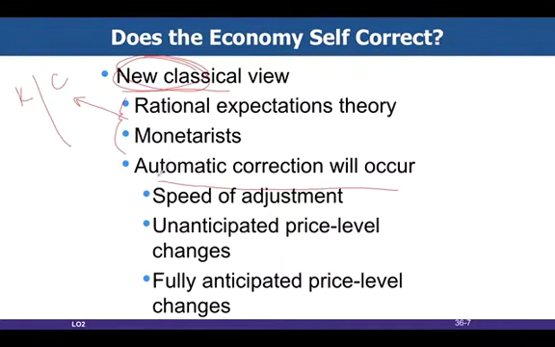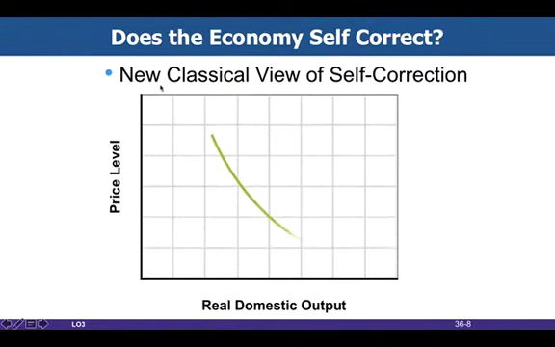Monetarist we already saw. The idea is, what's going to make the adjustment happen? Is it going to be fast or slow? Are there going to be price level changes? And then, do we anticipate any of those changes? That's going to be sort of what determines the self-correction of the economy in the new classical view, because again, there won't be government intervention. So let's look at some graphs.